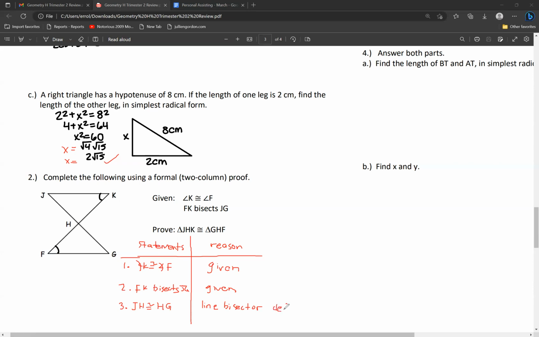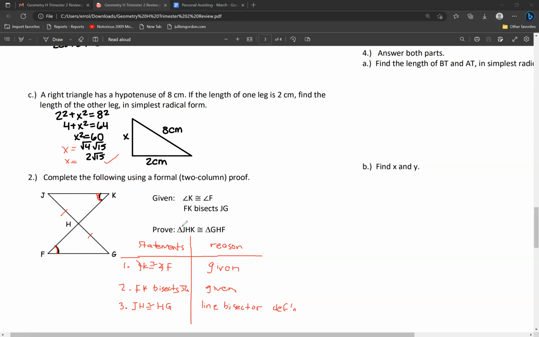Definition. Okay. So let's see here. We know that this angle is this angle, number one. We know that FK, where's FK? FK is this whole thing. It bisects JG. So what does that mean? That means that this equals this, right? Which is number three, line bisector definition.